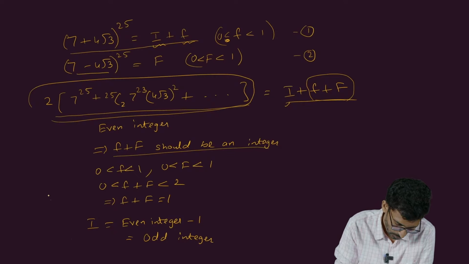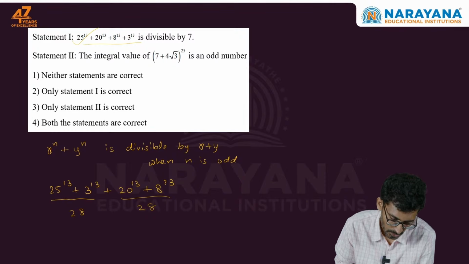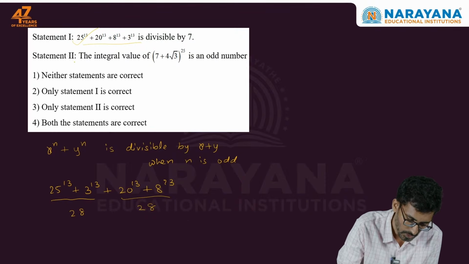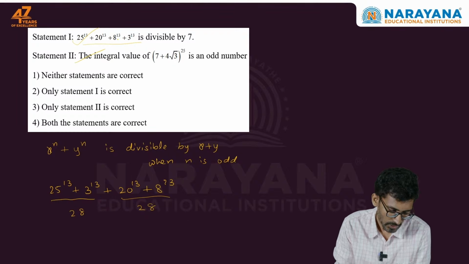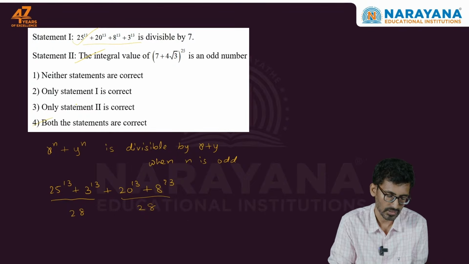So let us check the options. The integral value of (7 plus 4 root 3) whole power 25 is an odd number. So it is correct. So here statement 1 is correct. Statement 2 is also correct. So both the statements are correct.